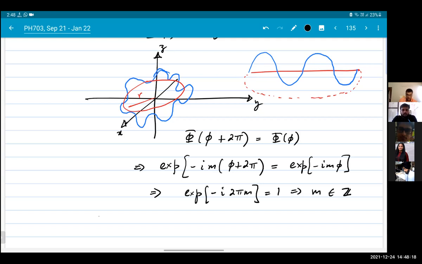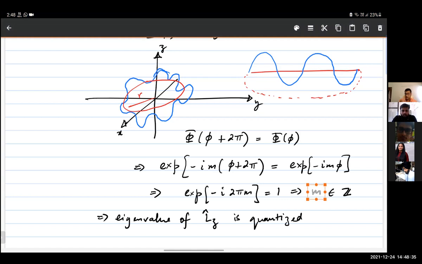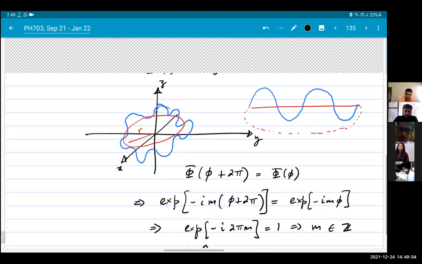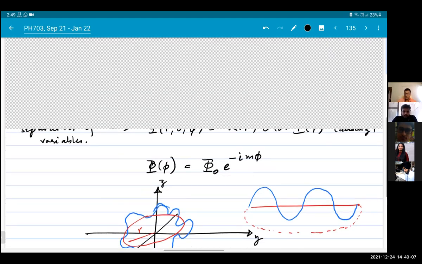So what do we find? We find that the eigenvalue of Lz is quantized. This is the eigenvalue, the z component. And by the eigenvalue, we mean, if you make a measurement of the z component of the angular momentum, this is what we will measure. So this is the z component of the angular momentum, and this is quantized in steps of 1, okay? So we have figured out what these m values are.